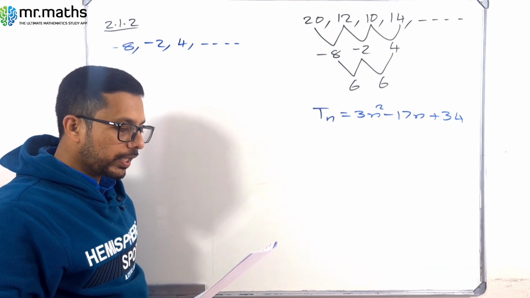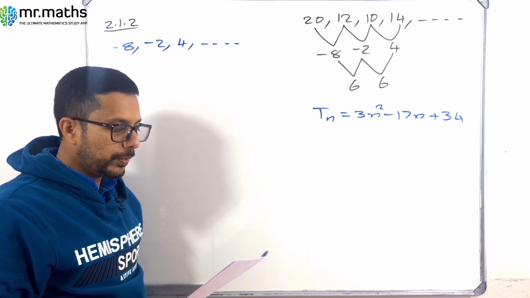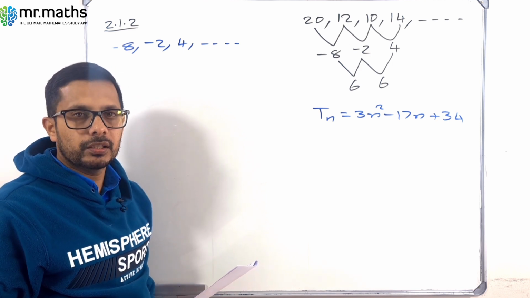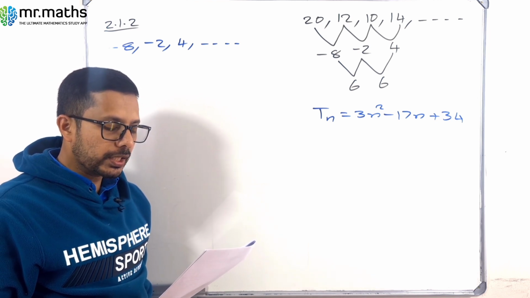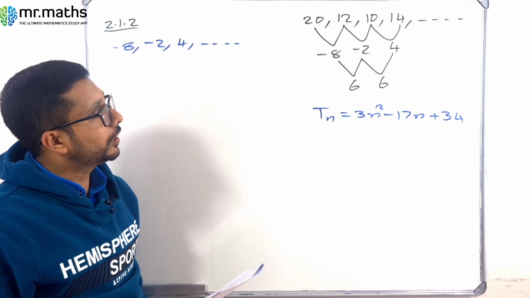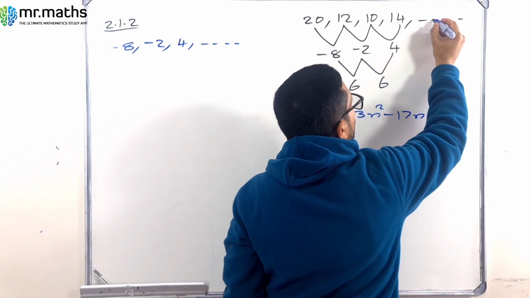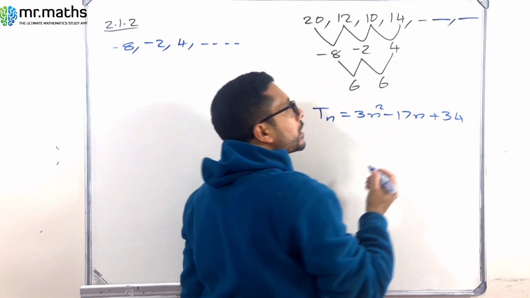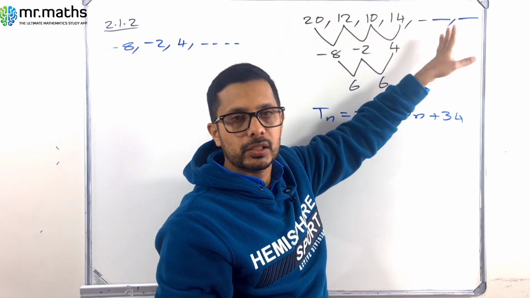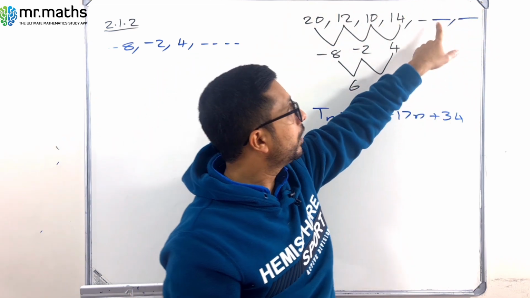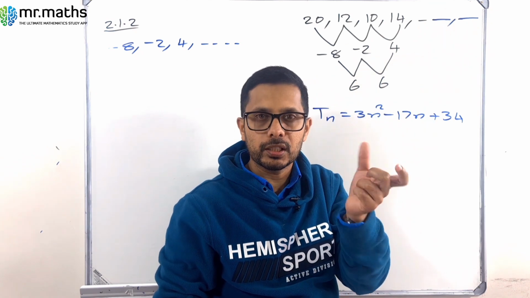Determine between which successive terms in the quadratic sequence the first difference will be 148. What is the meaning of that sentence? Look at that question once more. Determine which successive terms in the quadratic sequence. So this first one is the quadratic sequence. Between which two successive terms? So 20, 12, 10, 14, etc. Somewhere there are two successive terms, meaning next to each other, consecutive terms.